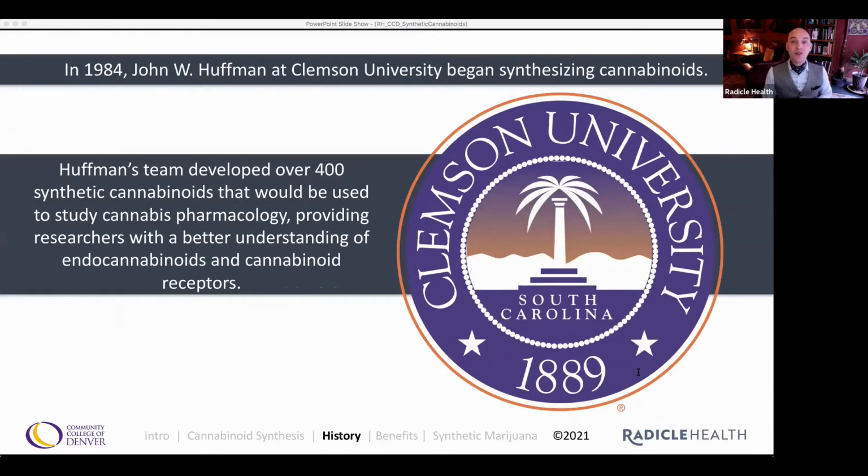Starting in 1984, John Huffman and his team of researchers at Clemson University began synthesizing cannabinoids, and they were specifically looking for medicinal properties that were similar to THC. They did their research over the course of 20 years, and Huffman's team developed over 400 synthetic cannabinoids that would be really useful in the study of cannabis pharmacology, providing researchers with a better understanding of endocannabinoids and also cannabinoid receptors.